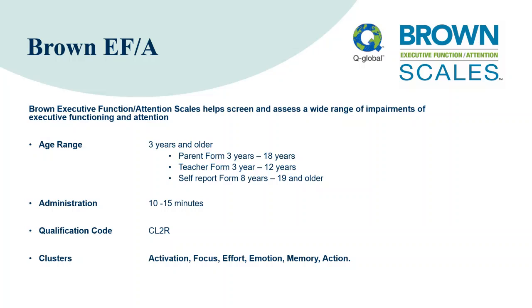They can be administered using Q Global or via a paper questionnaire form. If using a paper form, you can then either choose to hand score or score via Q Global. The assessment can take between 10 to 15 minutes to administer, and it has a CL2R qualification code. The items on the Brown EFA scales are grouped into 6 clusters, each representing an underlying aspect of the author's model of executive function and impairment as it relates to ADHD.